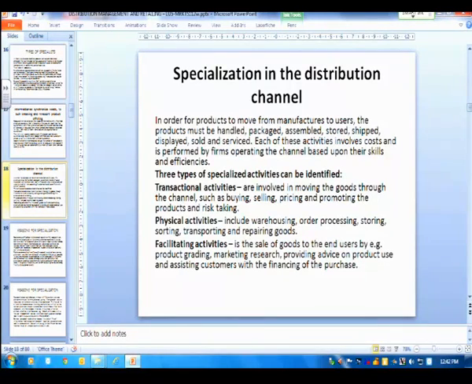The first one is what is called transactional activities. These are involved in moving the goods through the channel, such as buying, selling, pricing, promoting, and risk taking. The second one is physical activities, which includes warehousing, order processing, storing, sorting, and transporting goods. The third one is facilitating activities in the sale of goods to the end users.